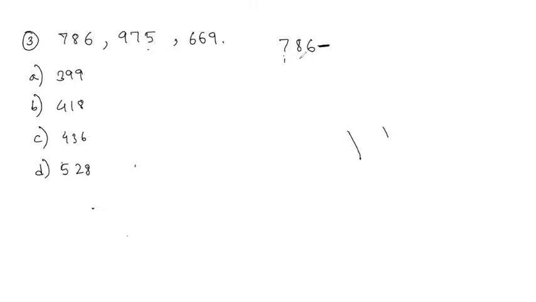786. So 1, 2, 3. Three digits, am I correct? Yes, ma'am. So it's a 3 digit number. This is 3 digit, 3 digit and 3 digit. So add all the 3 digits and check.